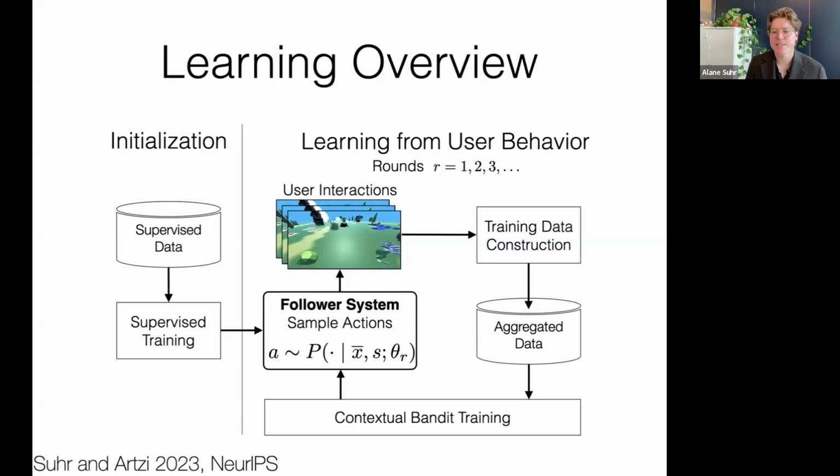During deployment, we will sample actions from the current model parameters, here indicated by theta r, where r indicates the current round of training and deployment. So we will sample some actions conditioned on every new user instruction, collect this across a number of interactions, get some feedback from users in real time as the agent is executing instructions, and use this to construct a training data set that we're going to use after each round to retrain our model with contextual bandit and then redeploy for the next round.